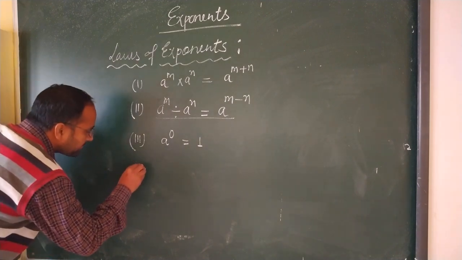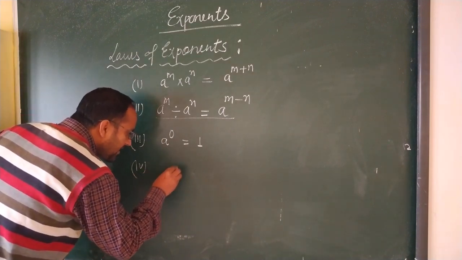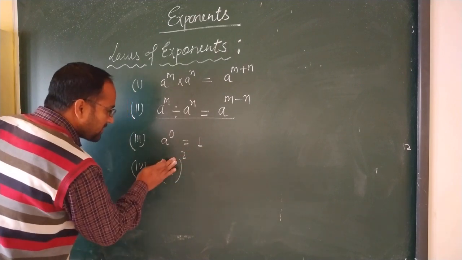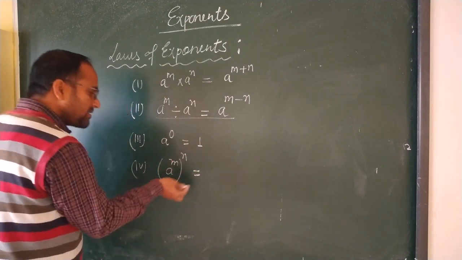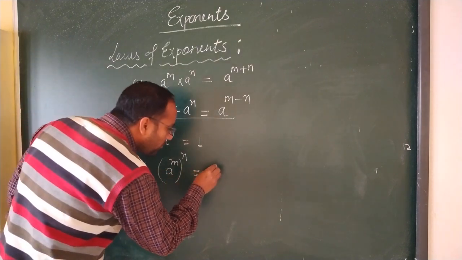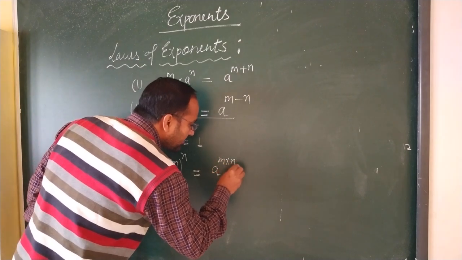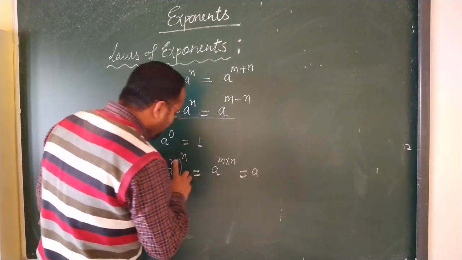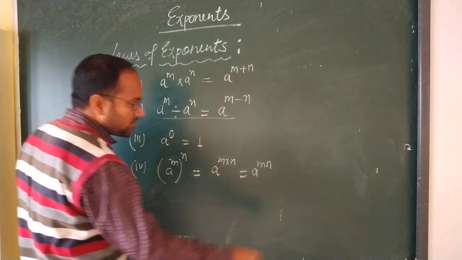Third one is, if a base has a power and that has a power. Suppose it is power m and this is the power n. If a power has a power, then you will multiply the powers m into n. So write your base one time and multiply the powers. So you will get m into n. See this one with an example.